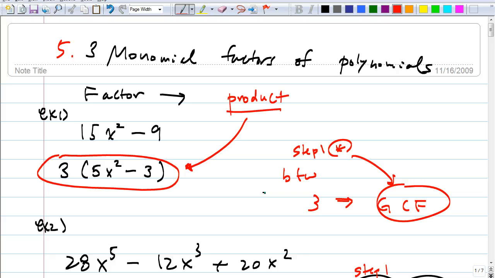So is this factored right now: 28x fifth minus 12x cubed plus 20x squared? Is that polynomial factored? No, it's not written as a product, is it? It's written as a sum, isn't it? But not as a product. Does that make sense? Well, some may say, isn't that subtraction? Yeah, but that's plus negative 12x cubed, isn't that right? So it's really written as a sum, not as a product. It's not written as multiplying some things together, right?